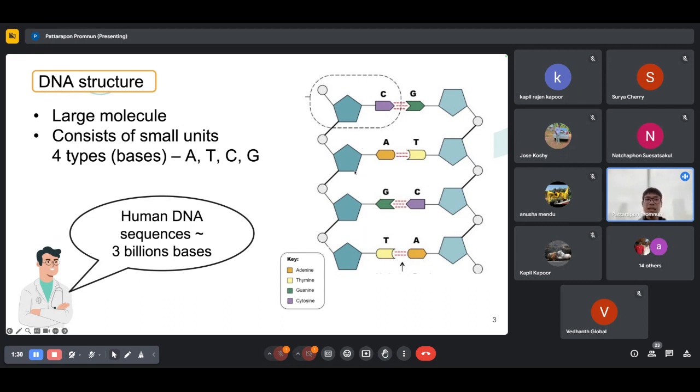DNA is a large molecule. Actually, it consists of many small subunits. As you can see in the dashed line, this is a single small subunit of DNA. This small subunit is called a base. There are four types of bases, including A, T, C, and G.